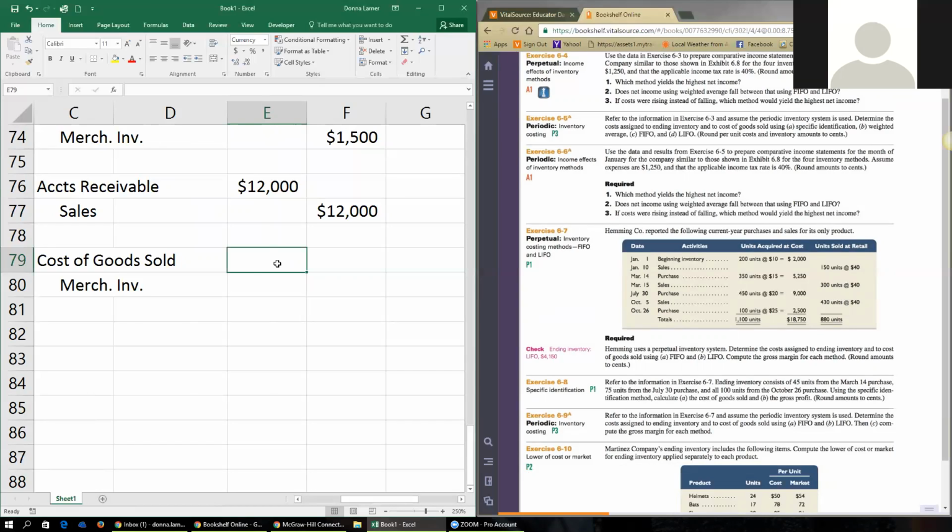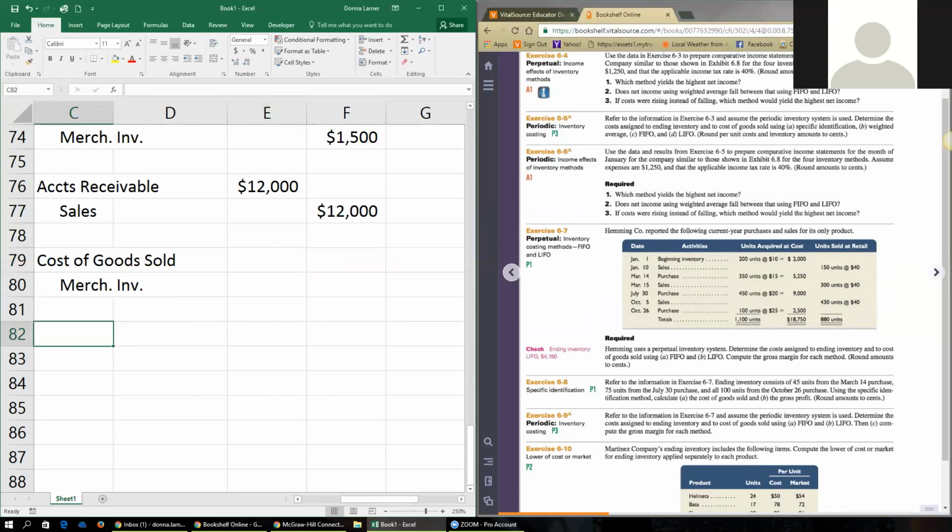I know you said something, but I wasn't able to hear you. Don't you always want to go with the higher amount? No, we're actually going to make a choice as a manager of our business on how to keep the records. If you look in the textbook right next to where it says exercise 6-7, it says perpetual inventory costing methods, FIFO and LIFO. Those are two possible ways we can do things. And this problem is going to ask you to do it both ways. What do those stand for?